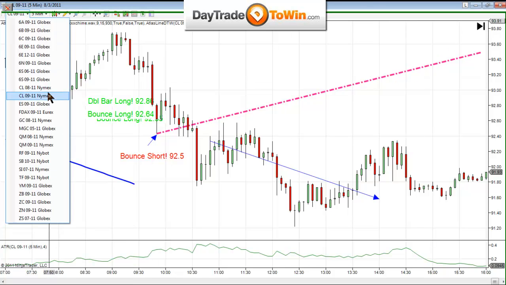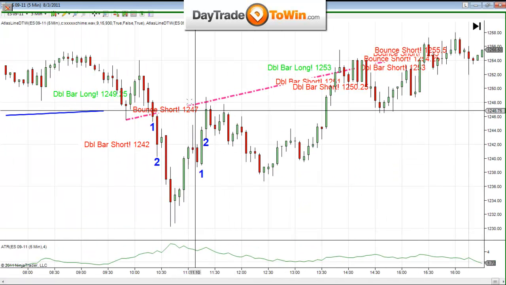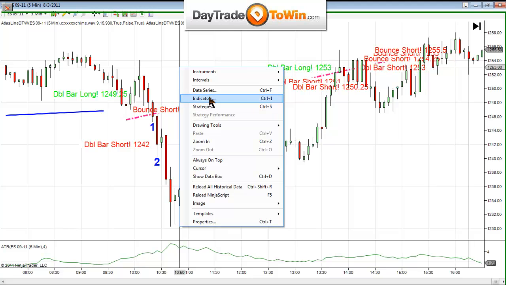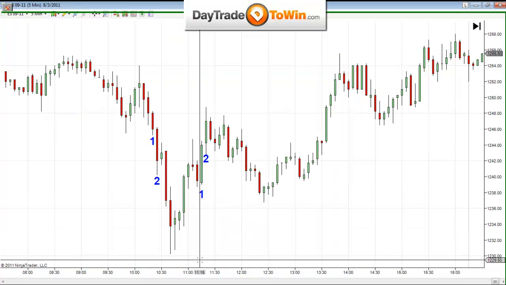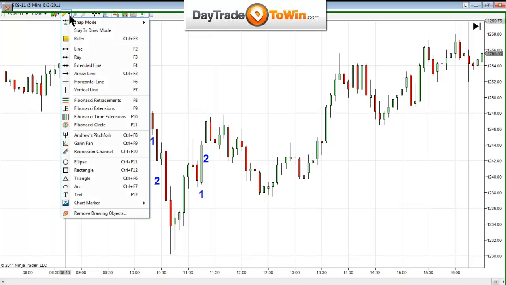So let me go to an E-mini chart here, and let me remove the Atlas line. 3 to 4 trades a day is really what I'm looking at. All right, Isidore, I'll talk to you later. You got it, Isidore. So I'm going to remove here the Atlas line, ATR, and okay. I'm going to remove everything here off the chart.